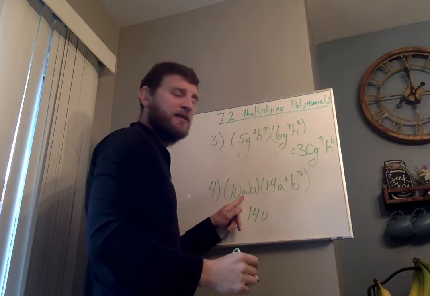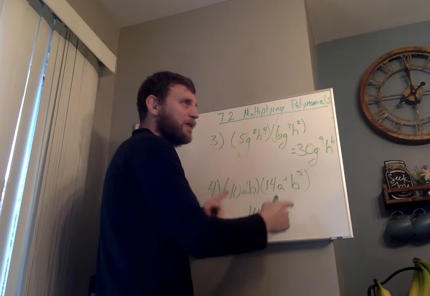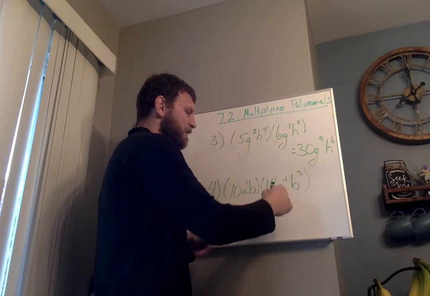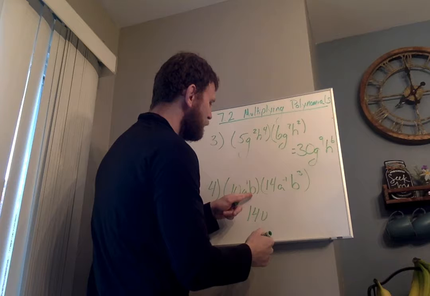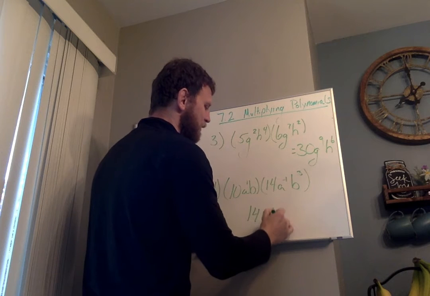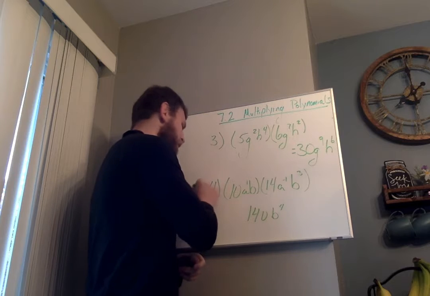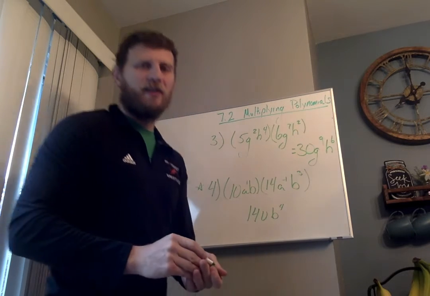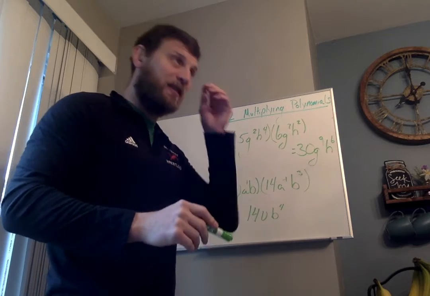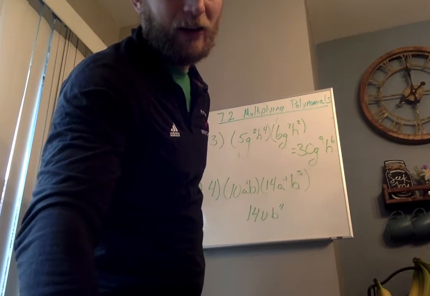Now a to the first times a to the negative first. So 1 plus negative 1 is 0. So that's 1, so I don't have to write it. B to the first times b to the third is b to the fourth. So that one's a little tricky. You might want to put a star next to it. Remember, a to the first times a to the negative first, they're going to end up canceling out because 1 plus negative 1 is 0. So that's how to multiply monomials.